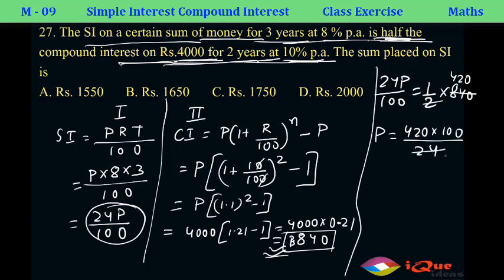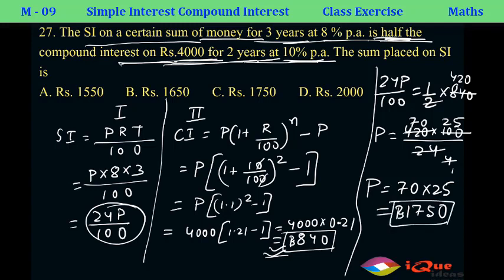Now 6 cancels 24 4 times. 6 cancels 42 7 times. So it is 70. 4 directly cancels 100 25 times. Alright. So that means the P value is equal to 70 into 25. Now 70 into 25 is 1750 rupees. So the answer of this question is that the principal amount of the first case is 1750, which is C option. Okay. Now let's go to the next question.